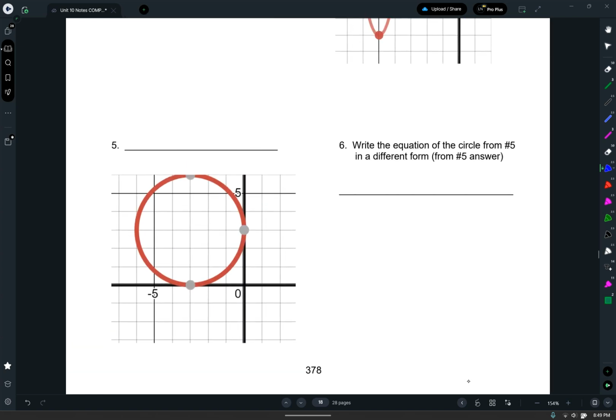And then notice on number 5, it's a circle. So you have to remember back to what we did in the last section. So try those, and that should help you with ellipses.